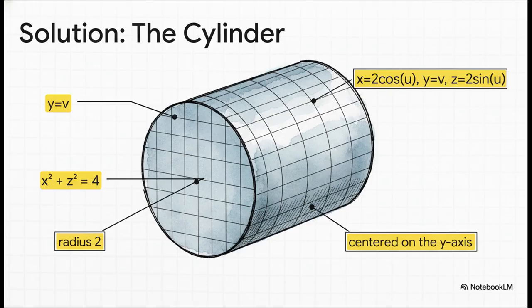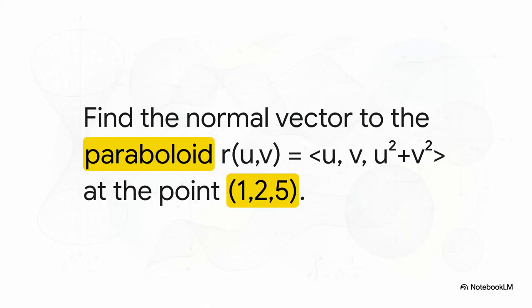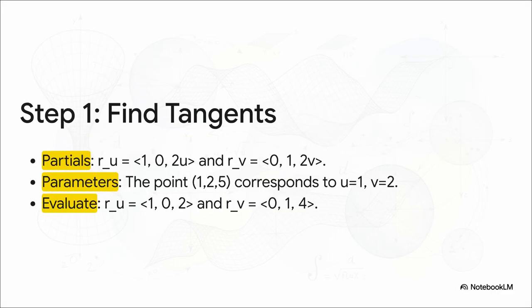See? Not so bad. Okay, example number 2. Let's use that procedure we just learned. We need to find the normal vector to this paraboloid, given by r of u, v, at this specific point in space, (1, 2, 5). First things first, we need those partial derivatives. The derivative with respect to u gives us r_u, and the derivative with respect to v gives us r_v. Super simple. Now we need the parameter values that correspond to our point (1, 2, 5). Well, since x equals u and y equals v, our parameters are just u = 1 and v = 2.